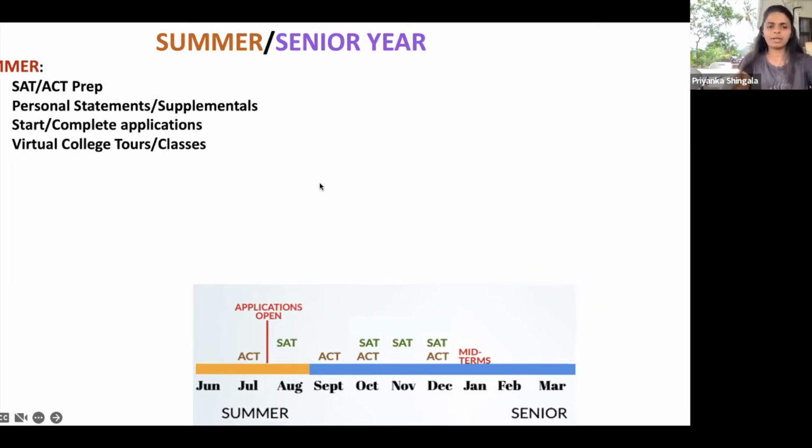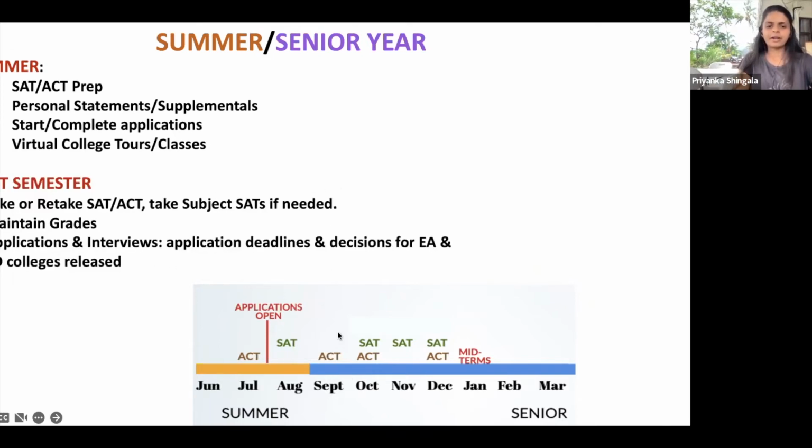That's how recommendations work. All right, first semester, like I said, any retakes for SATs, ACTs that need to happen. After that, maintain your grades. Now, a lot of deadlines happen to be November 1st, November 15th, or January 1st, January 15th. That's independent. Every university made that decision for itself. But those are common deadlines.